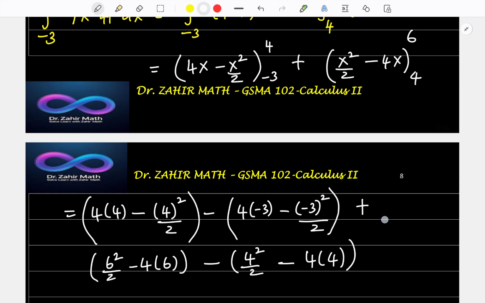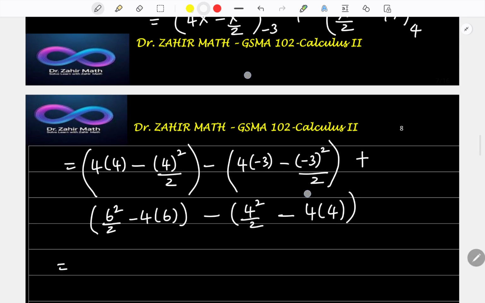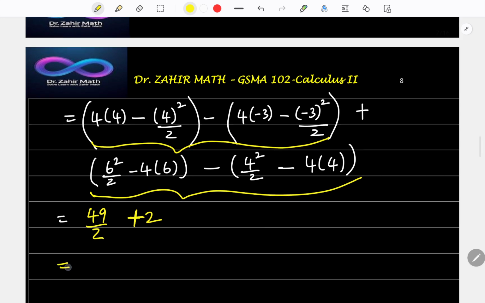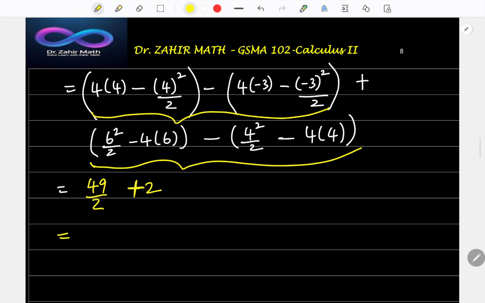This part is equal to the first part. I put all these things in the calculator. The first part is 49 over 2, and the second part in the calculator is plus 2. Now 2 plus 2, I can do it manually, so 2 times 2 is 4. 49 plus 4 is 53, divided by 2 is my answer. Very, very easy problem.